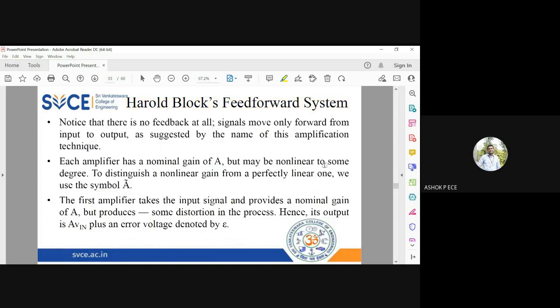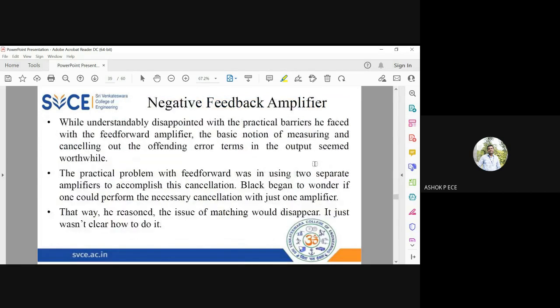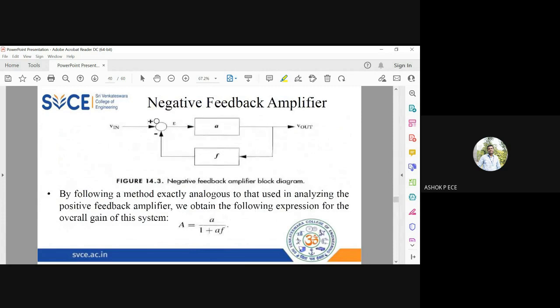Straightforward system. Okay. Then came the negative feedback amplifier. In negative feedback, the output is taken and subtracted from the input. In positive feedback, both will be plus. In negative feedback, the input is plus and the feedback signal is going to be minus. The gain with feedback is given by A/(1+AF).